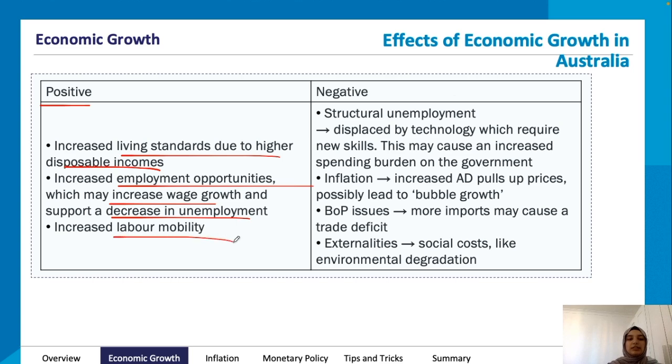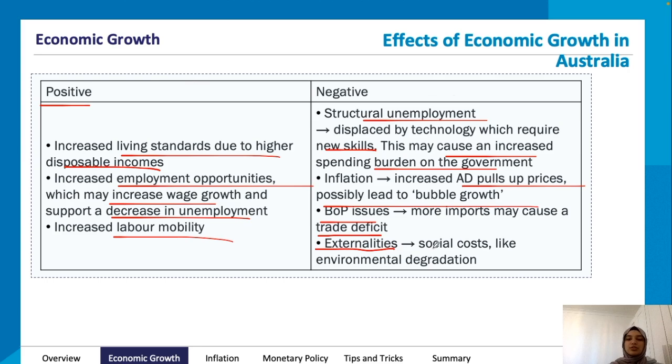And then finally, labour mobility, so labour moving across. Structural unemployment, so workers displaced by tech, which requires new skills. This may cause an increased spending burden on the government, which needs to be considered as well. Inflation, so increased aggregate demand pulls up prices and possibly leads to bubble growth. Balance of payments issues, if you've been through the balance of payments topic, that is something to consider. More imports may cause a trade deficit, which is not necessarily good for the economy, thinking back to aggregate demand and net exports.